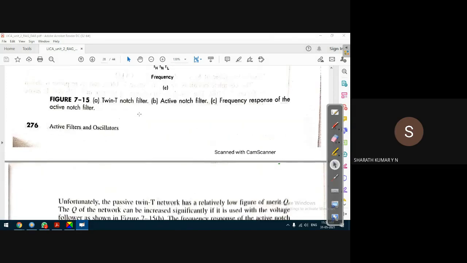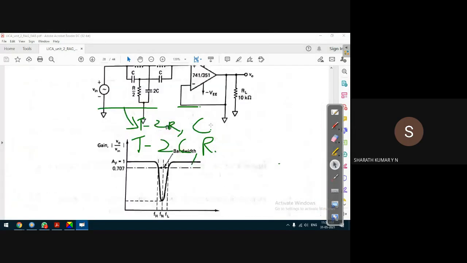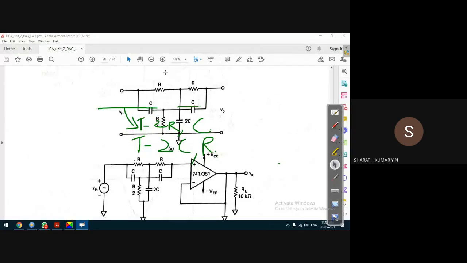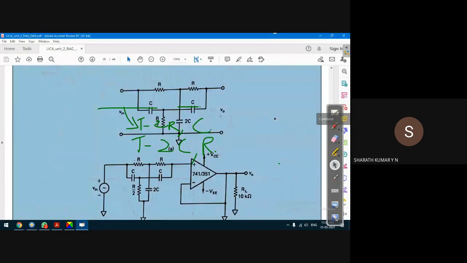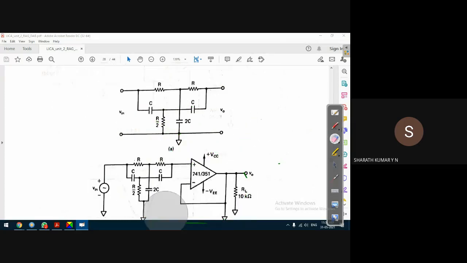This is also called a twin T notch filter because it mainly uses two T filters. One T is made of 2 resistors and 1 capacitor. Another T network is made of 2 capacitors and 1 resistor. In the first circuit we have only resistors and capacitors, which is nothing but a passive filter. Along with the op amp, we can call it an active filter. So we have a passive filter as well as an active filter.